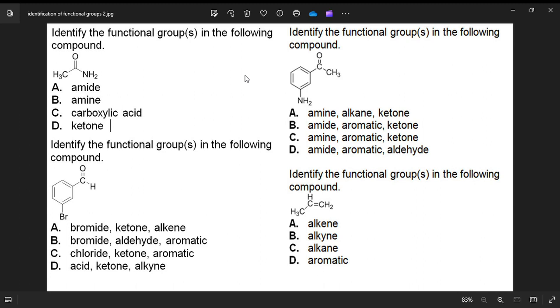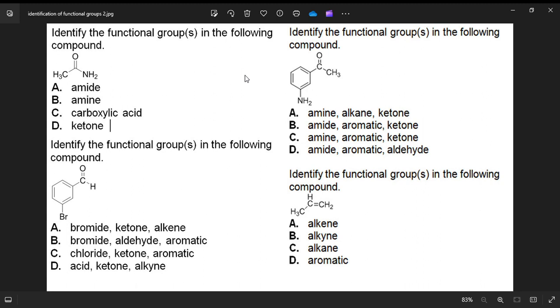Whenever I see NH2, what does it represent? Whenever I see CO, what does it mean? When I see CHO, what does it mean? When I see COOH, what does it mean? When I see CH2 double bond CH2, what does it mean? And so on and so forth. When I see a benzene ring, what am I talking about? All these things will be pointers to helping you to identify functional groups.